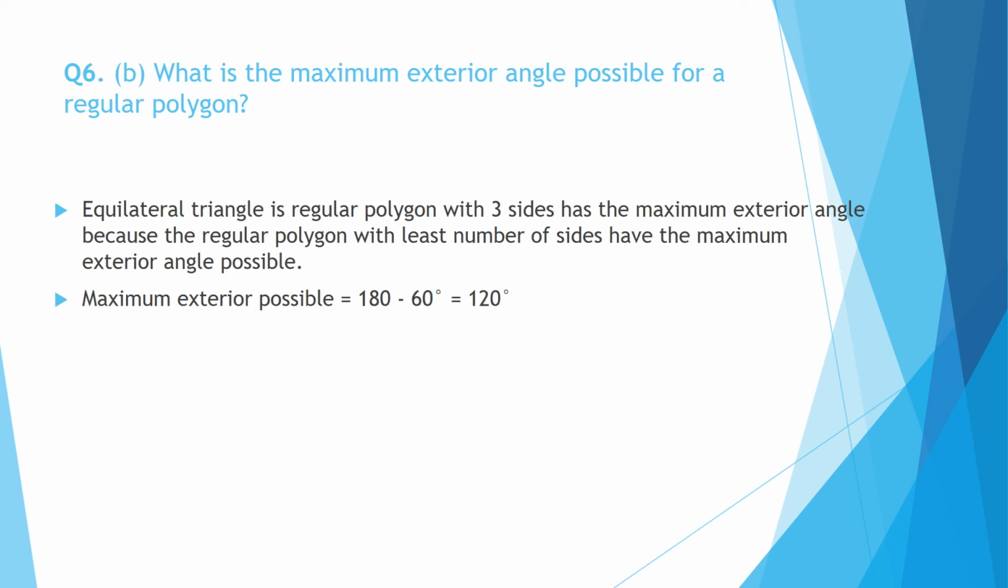So maximum exterior angle, interior है 60 degree, तो उसका maximum exterior angle आएगा 120 degree, because 60 plus its exterior angle would be 180 degree, and that is 120 degree.